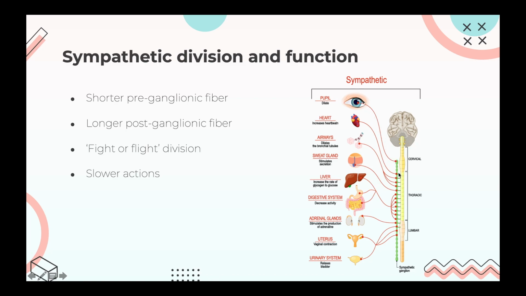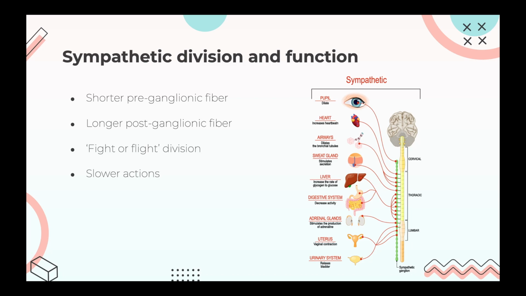So you can see it only has a very small part where the transmission of signals is very fast, and this part is very slow. So even though this is the fight or flight division, the actions performed by the sympathetic division are rather slow.